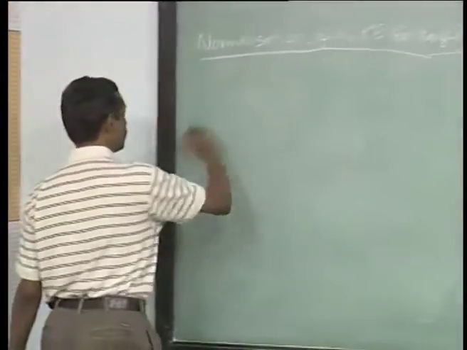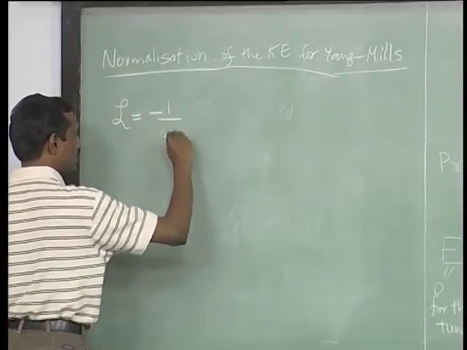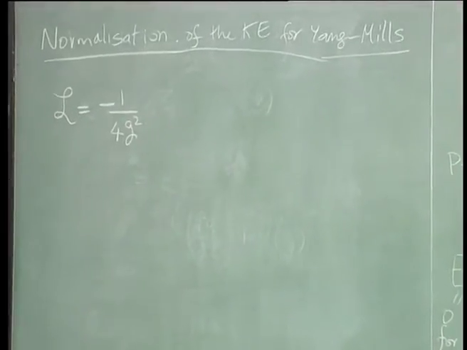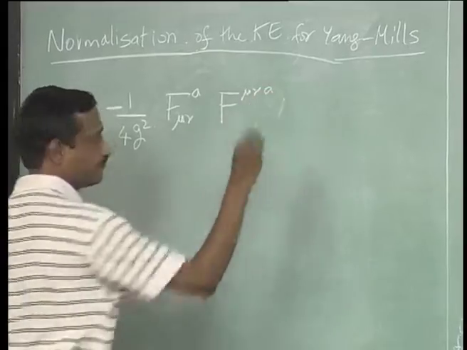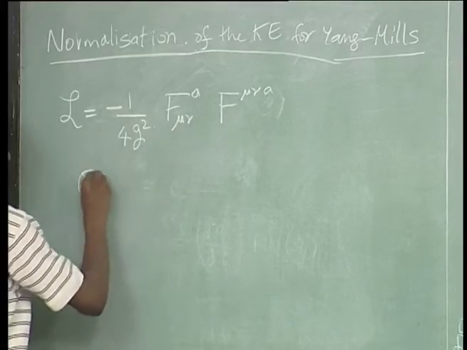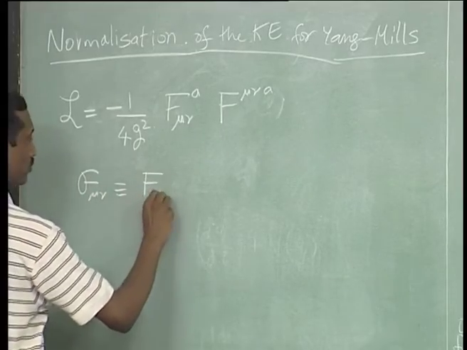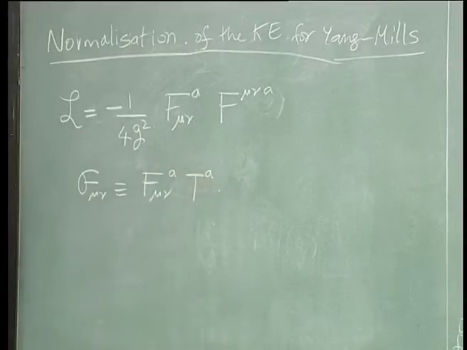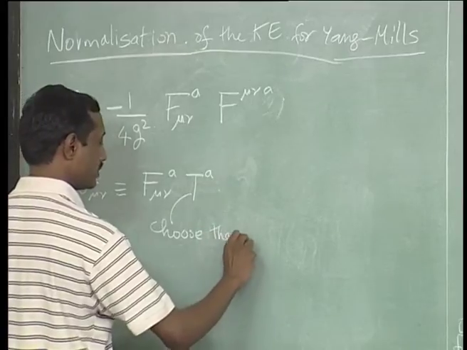Okay. So, the natural thing, the Lagrangian we would have written is something like this, minus 1 by 4 g squared F mu nu a F mu nu a. Okay. But we can also ask how to write this in terms of traces. We know that we can define this matrix valued object as F mu nu equals F mu nu a times T a, where T a are the generators of the Lie algebra. Okay. And let us choose these in the fundamental representation.